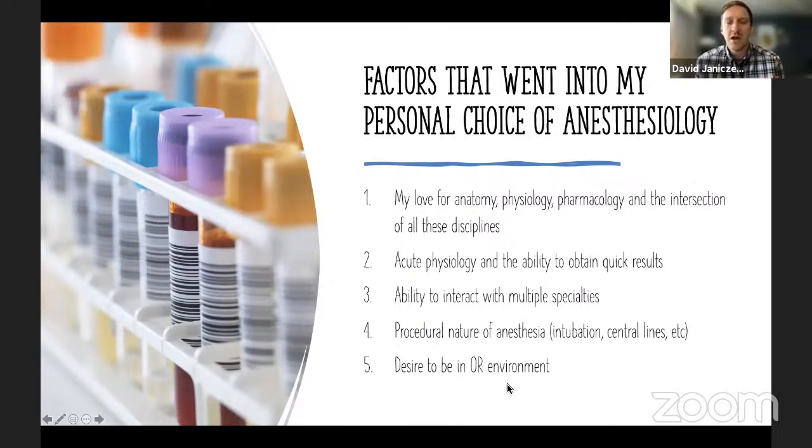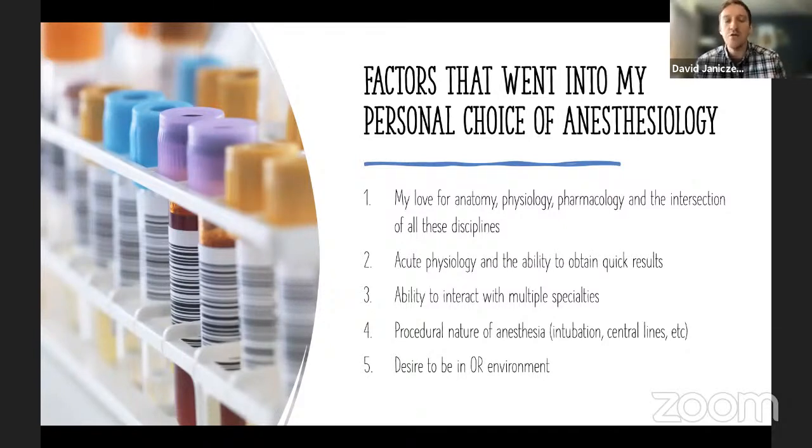And then lastly, I had a desire to be in the OR environment. So I knew I didn't want to be a surgeon, but I knew I wanted to be in the operating room somehow. And so, sometimes the operating rooms can be intimidating, can be challenging, but I love being in there. It just feels like time is standing still and it's great.